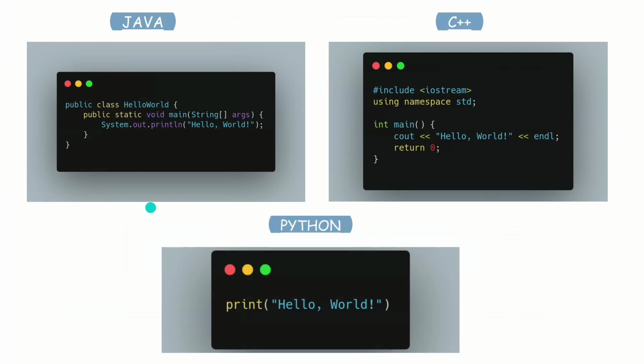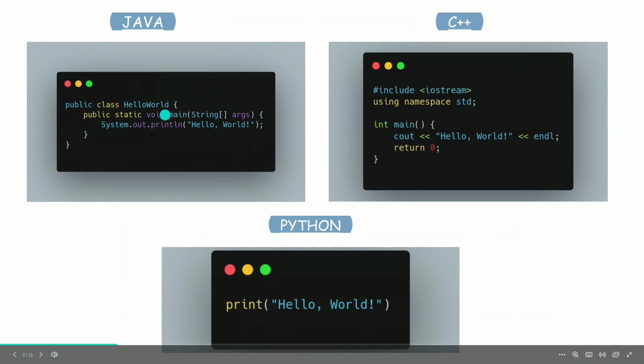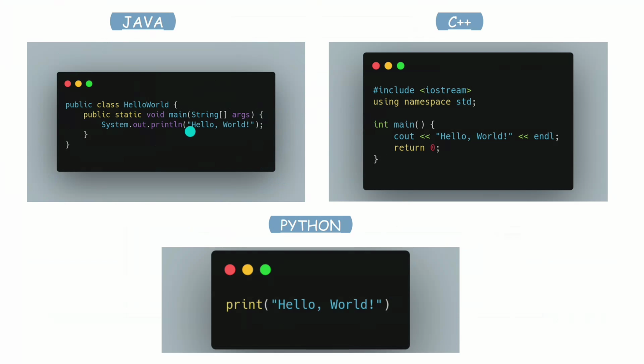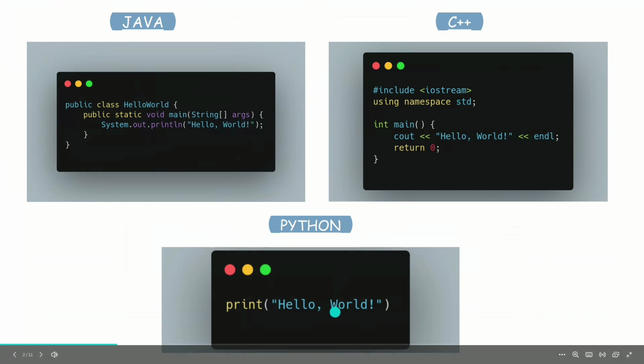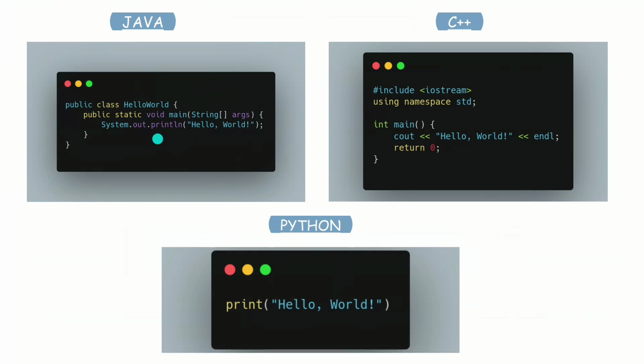Why do we prefer Python? You can see this is Java code. No problem if you don't understand Java, C++ or any of this code. My point is, I'll tell you what this code is doing. This is basically printing hello world, as you can see here. Hello world, and the hello world in Python. So basically what it is doing is printing hello world.